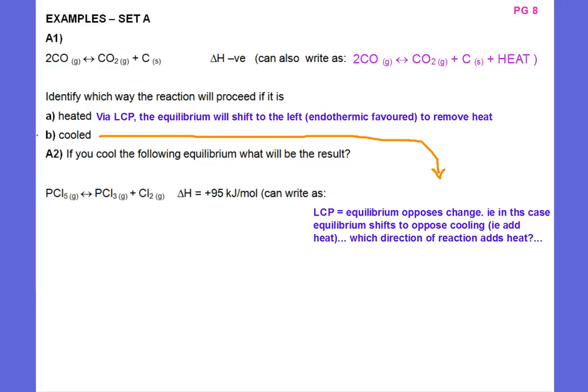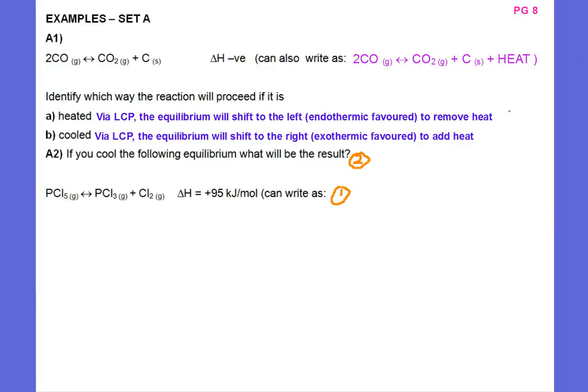Now look at the second question here. If you cool the reaction, what's going to happen? Well, by LCP, once again, the equilibrium will oppose the change, so it will shift to oppose the cooling, which means adding heat. So you've got to ask yourself, which direction of the reaction adds heat? As we've drawn on the diagram above, by LCP, the equilibrium will shift to the right, which is the exothermic reaction, to add heat. So in both these cases, we've seen the equilibrium will shift to counteract the change.